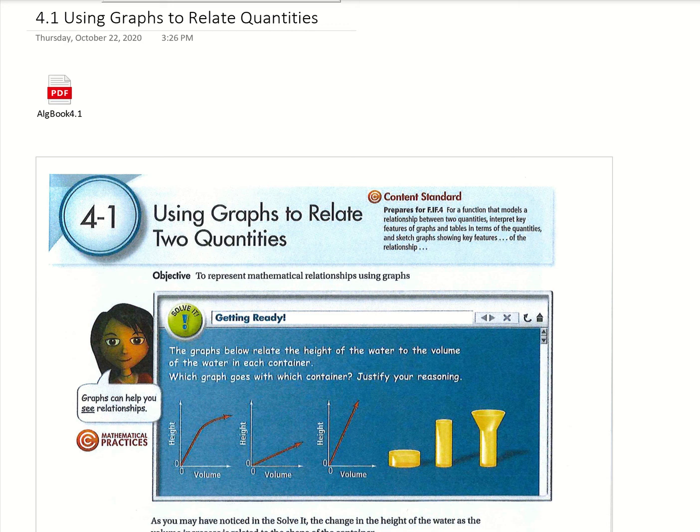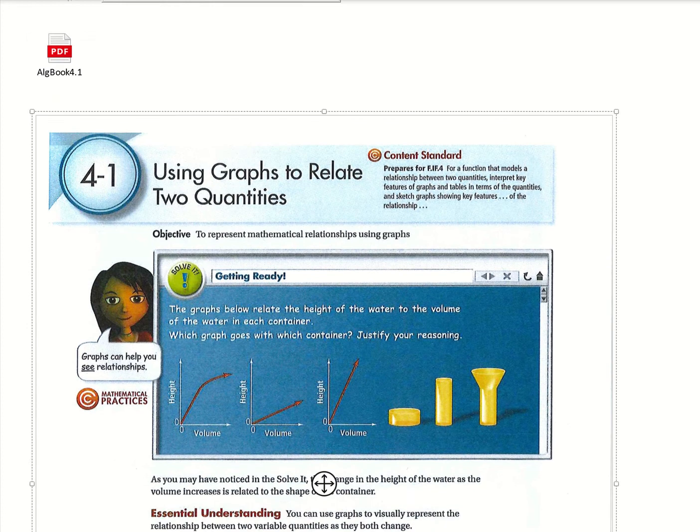Today we are going to start looking at graphs for the first time this year. That's XY coordinate plane graphs. All right, so here we go.